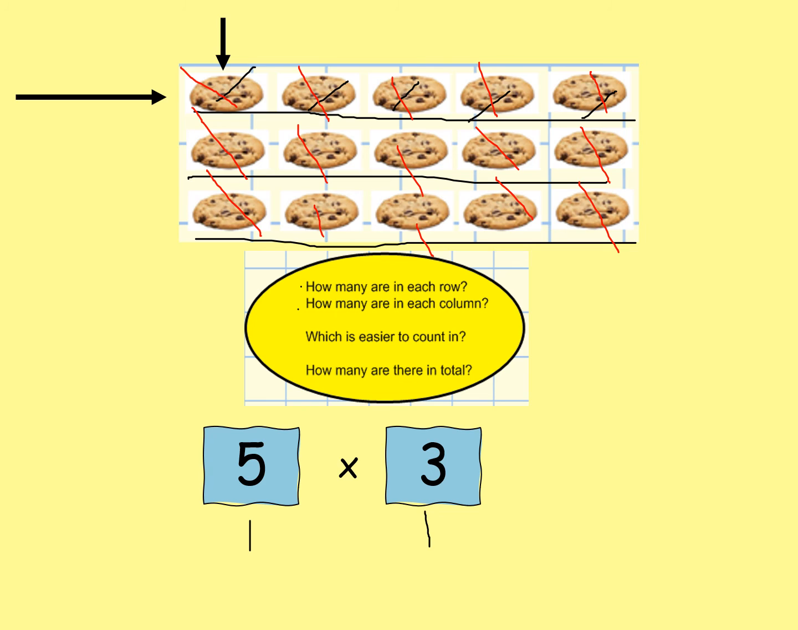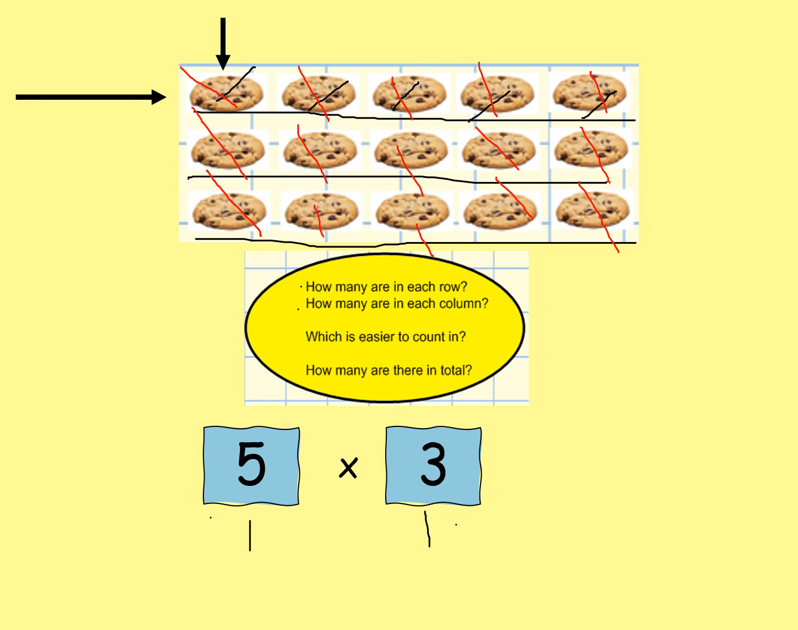Now we want to find out how many cookies there are in total. How many cookies are there altogether? Now, what could we count in to find out how many cookies there are altogether? What could we count in? Now, we would either count in our 5s or we'd count in our 3s. We know how to count in 5s. We don't know how to count in 3s yet, so we're going to count in 5s.